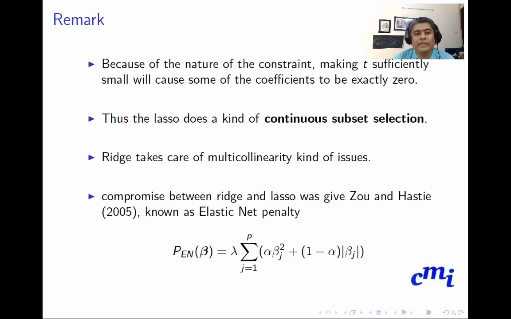So Ridge takes care of the multicollinearity kind of issues. The Ridge regression takes care of the multicollinearity kind of issue. In the Ridge regression, your penalty is not very strong. It is not strong enough to force all the beta j's to go to zero. So typically in the Ridge regression, most of the time we find that beta j may become smaller, goes toward zero, but not necessarily exactly zero.